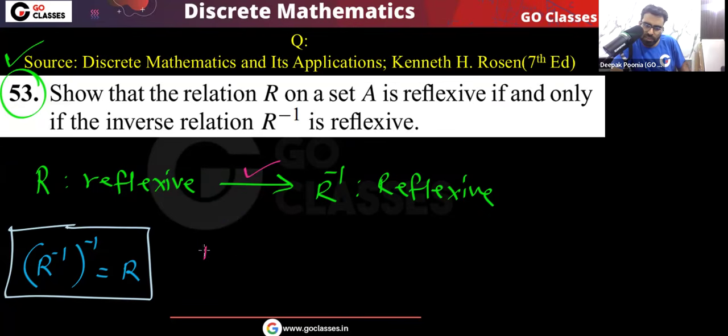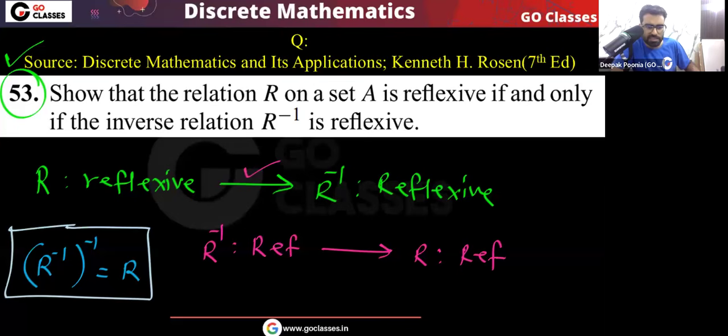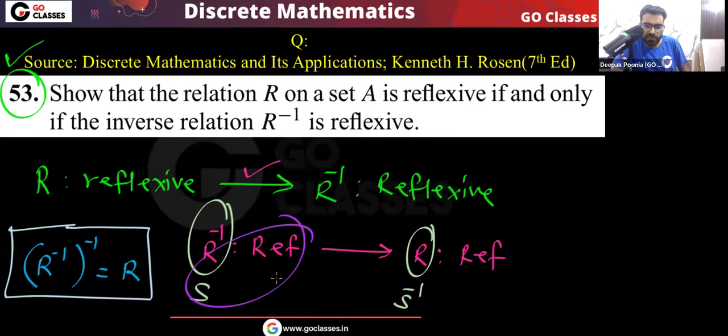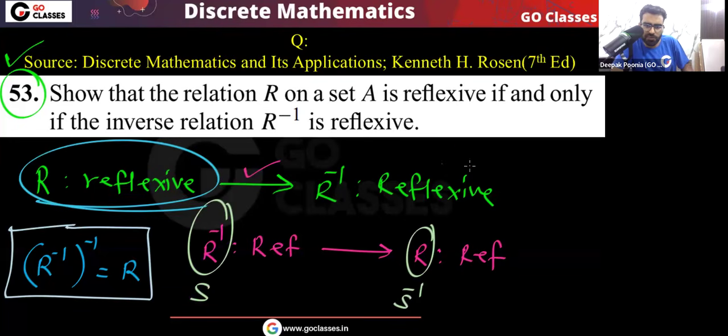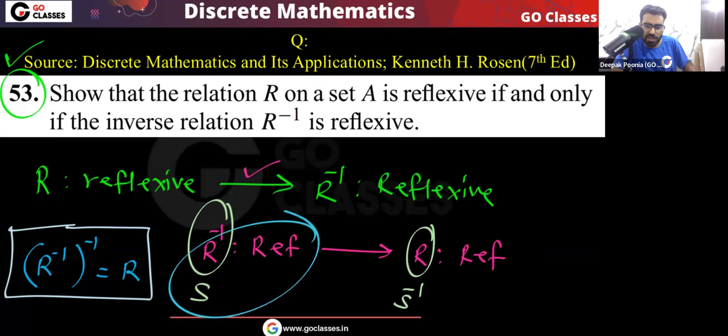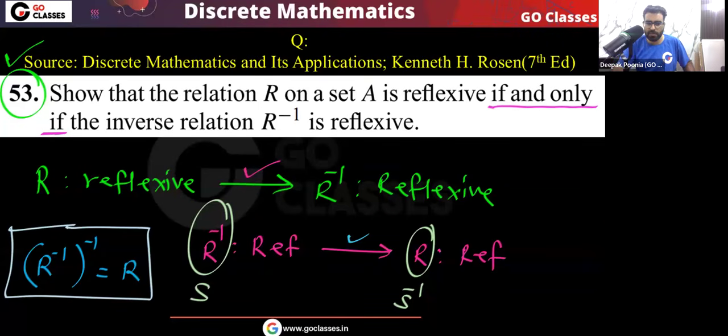If you want to prove this direction, that if R inverse is reflexive, then R is reflexive, let me tell you how to do this. Very easy. For a moment you assume this is S, then this will become S inverse. Now what has it become? If S is reflexive, then S inverse is reflexive. This we have already proven: if R is reflexive, then R inverse is reflexive. If S is reflexive, then S inverse also will be reflexive. I hope you understood. So you can see both directions you can easily prove. Is this clear? So this question 53 we have already completed in this lecture.